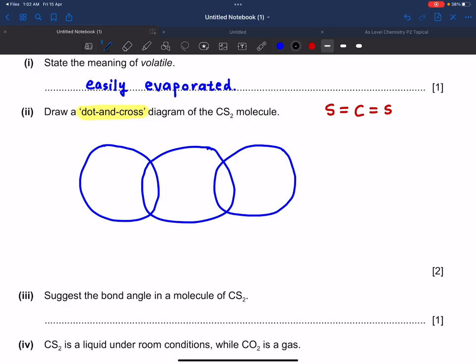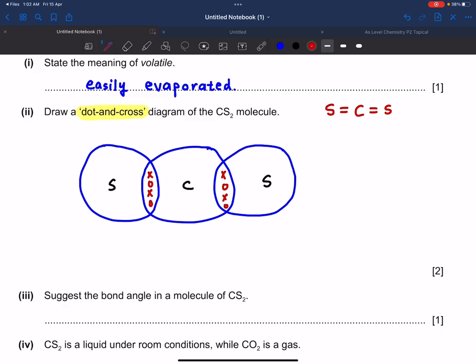Okay, so this is the carbon atom and this is the sulfur atom. This is the sulfur atom. Obviously the diagram is not that clean, but I'm just drawing a rough diagram and you can do it yourself. Between each carbon and sulfur there's a double bond, right? Double bond means 4 electrons, 2 shared by carbon and 2 shared by sulfur.